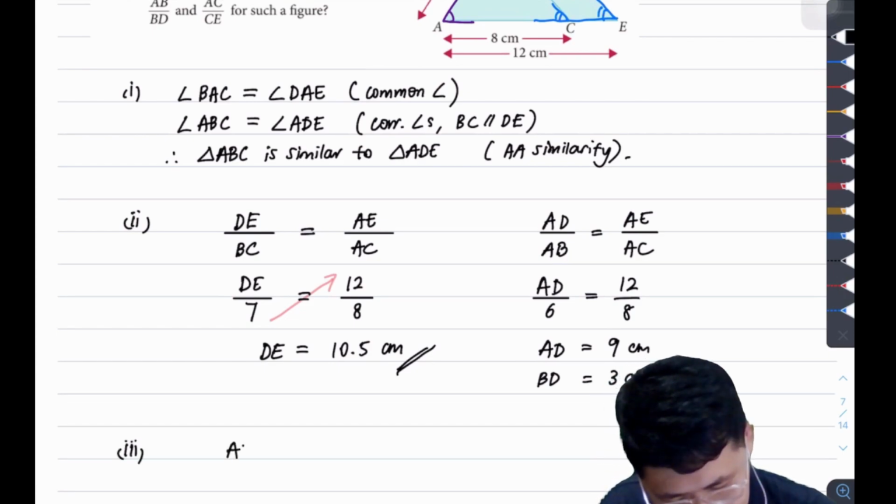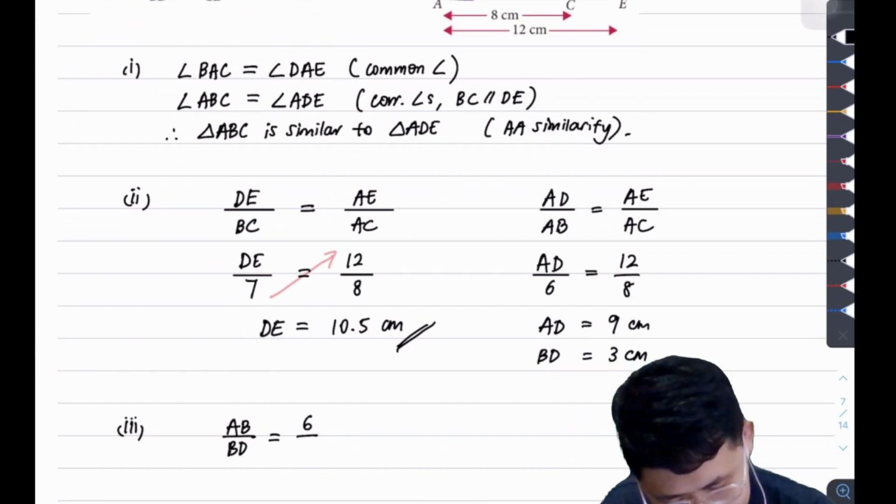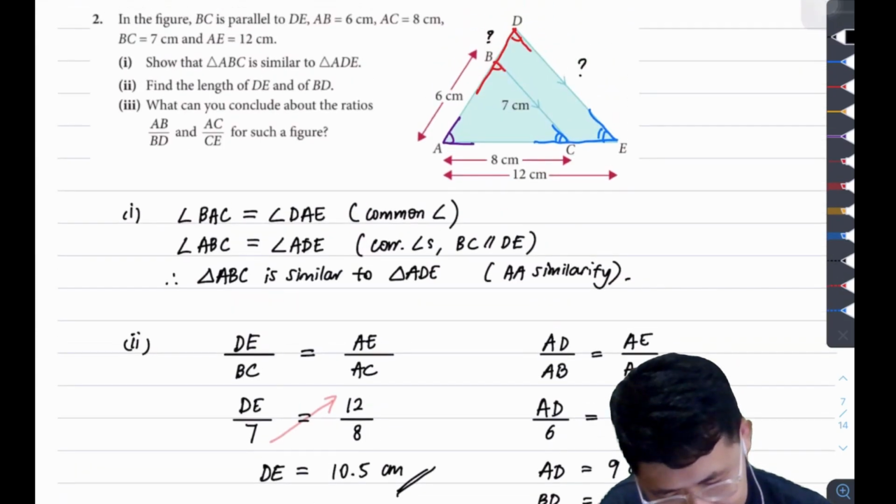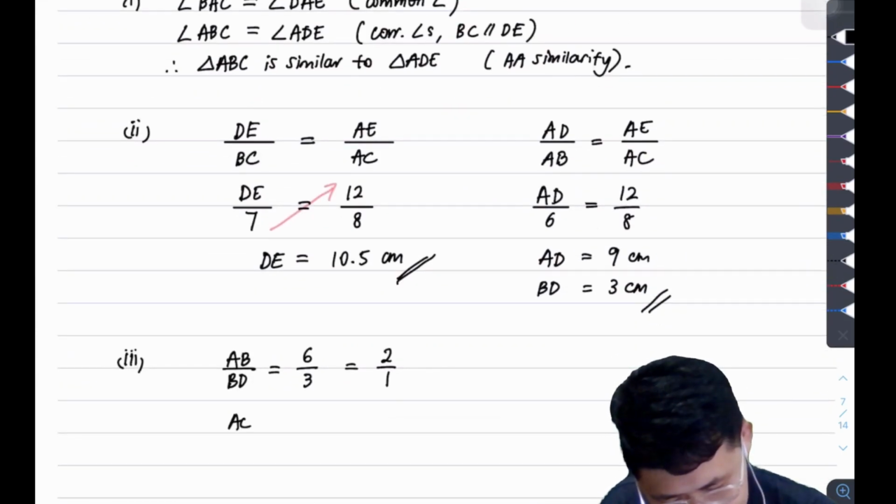Okay, so AB over BD. AB is 6, BD is 3. So the ratio is 2 to 1. The next ratio over here is AC to CE, right? So AC to CE, it is 8 to 4, which is also 2 to 1.